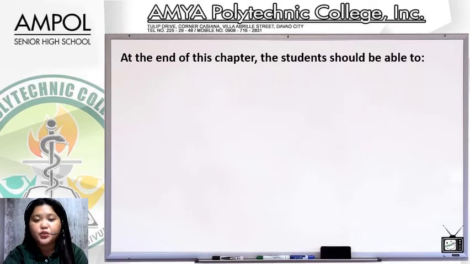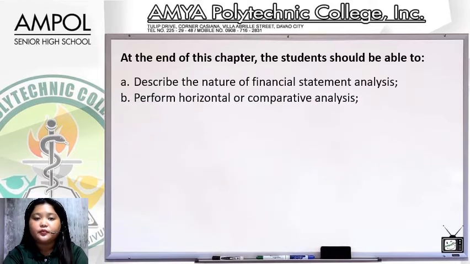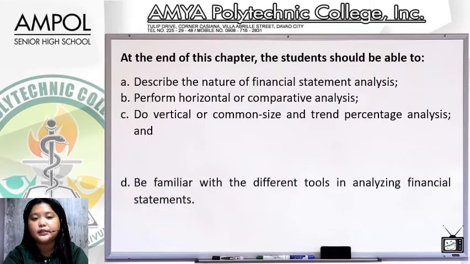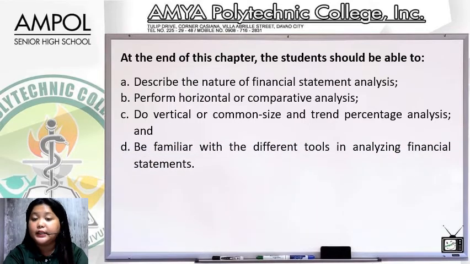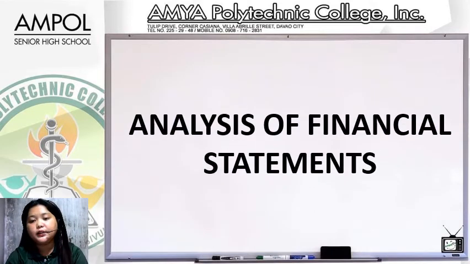So at the end of this chapter, the students should be able to: a. Describe the nature of financial statement analysis. b. Perform horizontal or comparative analysis. c. Do vertical or common size and trend percentage analysis. And d. Be familiar with the different tools in analyzing financial statements. So our topic for today is all about the analysis of financial statements.